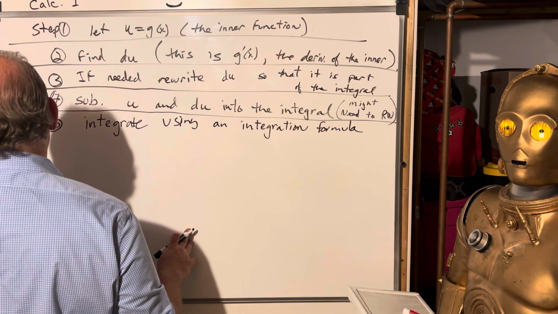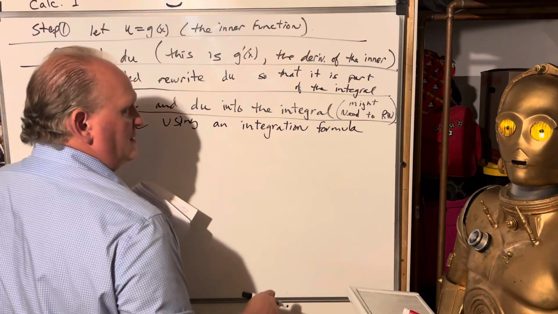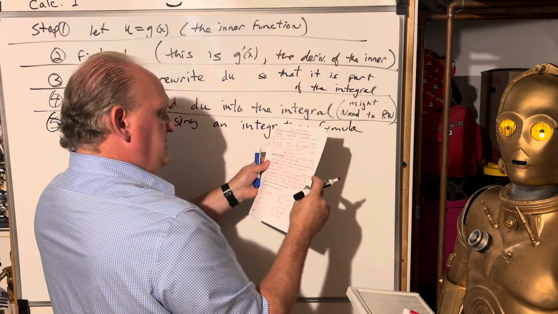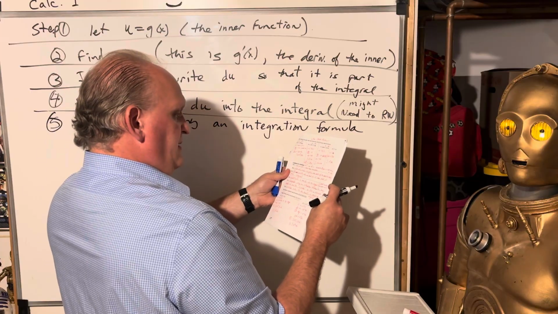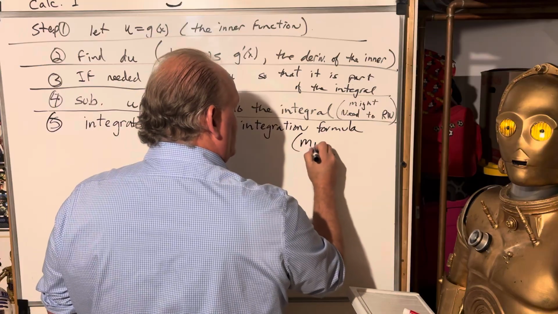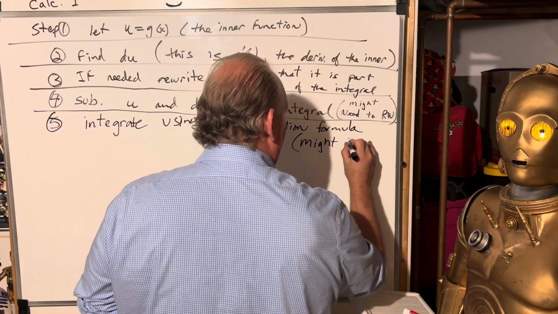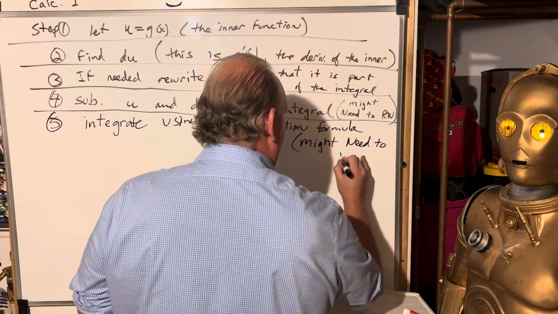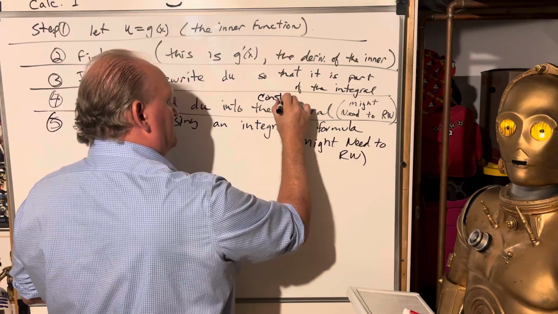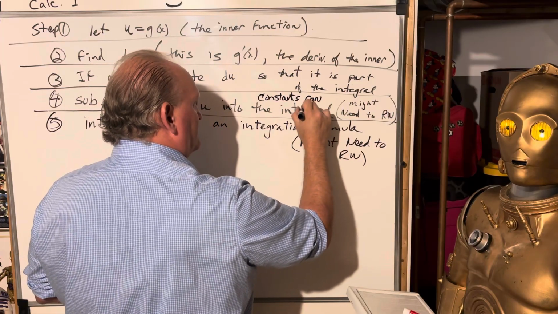Constant factors can come out. Oh, that was in the substitution. Sub u and du in the integral, you might need a rewrite. I think that "you might need a rewrite" was actually supposed to be on 5. This is constant factors can come out. So here, this one was supposed to be, you might need a rewrite. I mean, you might need a rewrite on that too. But here also constant factors can come out. Constants can come out.